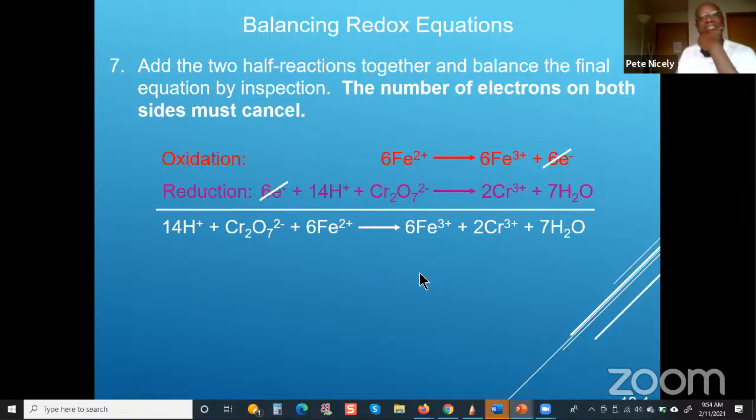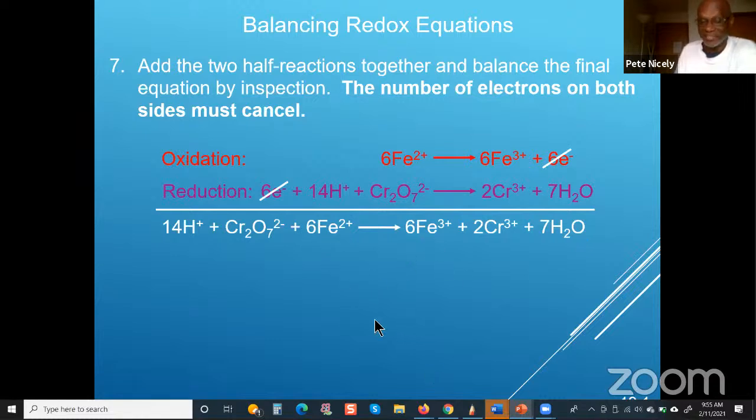One thing I tell students to do at this stage is to check to make sure that everything is balanced, right? Because you could have made some mistake earlier, which would result in an incorrect equation. So let's do that right here. The first thing we're going to look at here is 14 hydrogens here, right? And we have 7 times 2, 14 hydrogens. We have 2 chromiums here, 2 chromiums here, 7 oxygens here, 7 oxygens here, 6 iron, 6 iron.